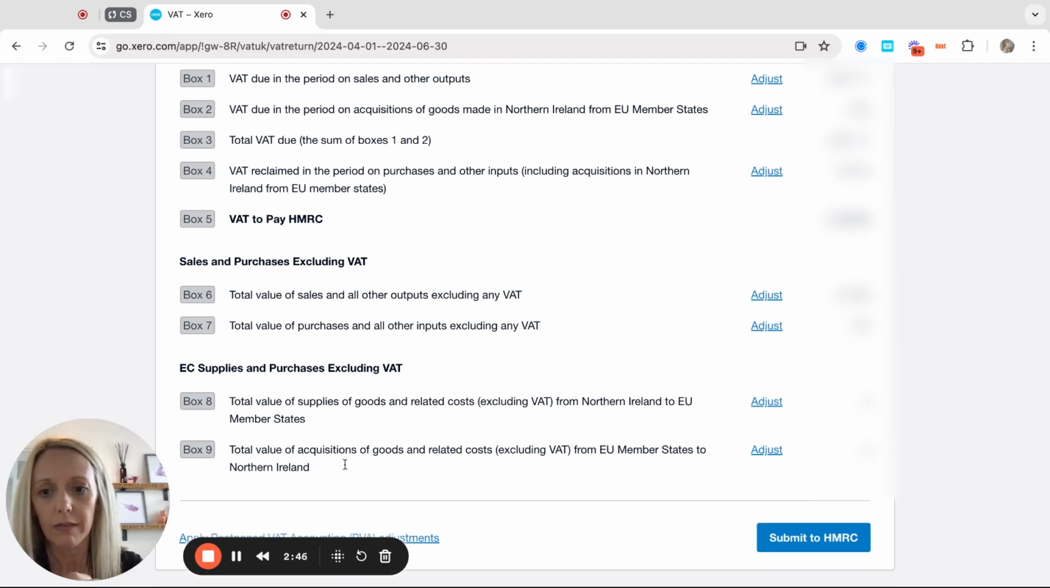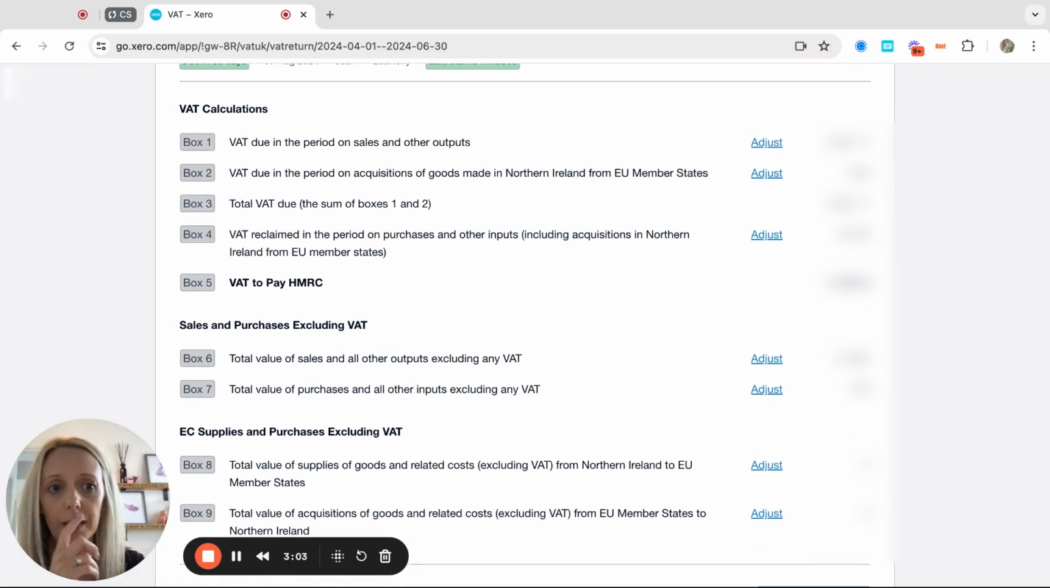You've then got information here on the sales and purchases. These are the total value of sales and the total value of purchases, excluding any VAT. And then again, you've got this for the EU stuff as well. Generally, what you would expect to see is that if you times the value of box 6 by 20%, it should equal the value of box 1. And that is your first check when doing your VAT return, to see if that actually adds up.